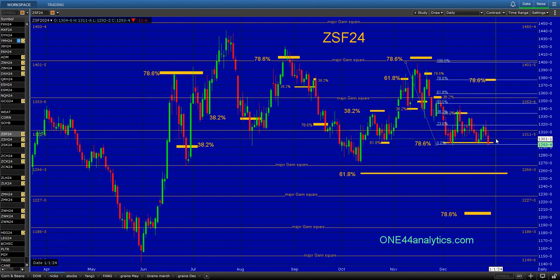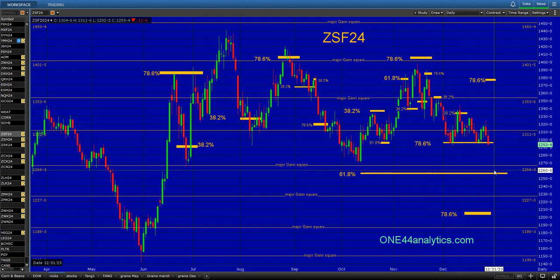We will have to get back up above this area, and ideally back above the 1311.5 major Gann square. If so, we will look for 78.6 again up on top to complete this 78.6 to 78.6. Again, we'll watch the 38% level to see if the market is still in a downtrend, as it's saying right here. Minor, but still that's what it's saying by holding that 38% there.